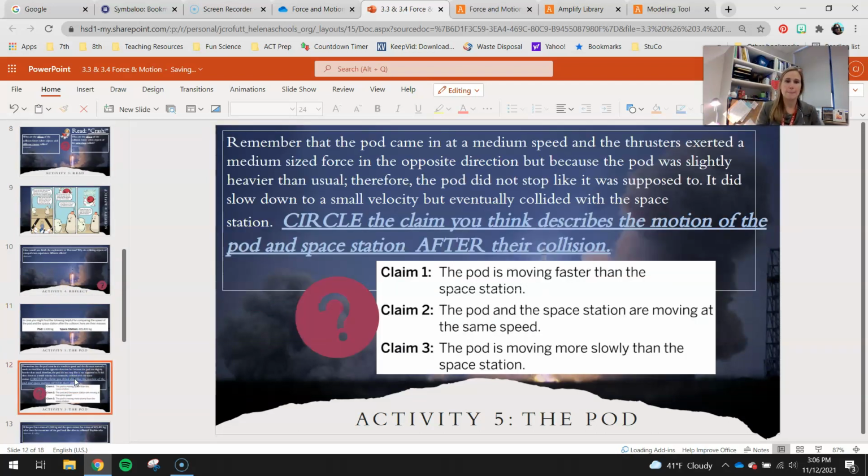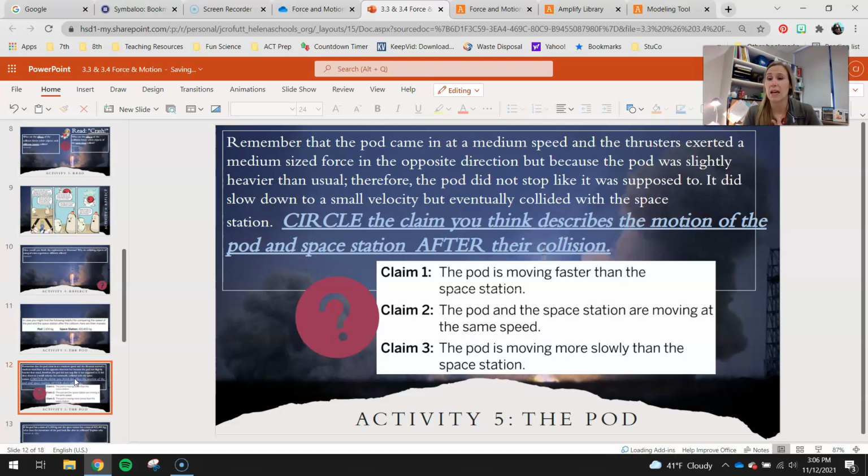First off, remember that the pod came in at a medium speed and the thrusters exerted a medium-sized force in the opposite direction, which in normal scenarios would have been enough to stop the pod and allow it to dock with the space station. But because our pod was a little bit heavier than normal, the pod didn't stop like it was supposed to. It did, however, slow down a little bit, so it went from a medium speed to a slow speed. It did slow down to a small velocity, but eventually it collided with the space station.